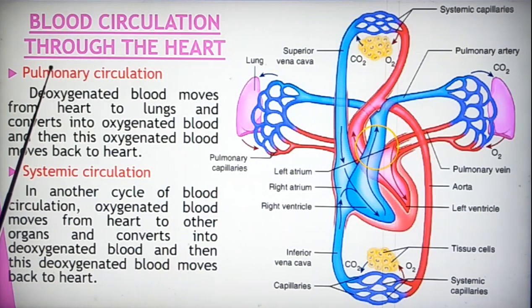So, pulmonary circulation and systemic circulation. Pulmonary means what? Deoxygenated blood moves from the heart to the lungs and is converted into oxygenated blood, and then this oxygenated blood moves back to the heart. Systemic circulation, in another cycle of blood circulation, oxygenated blood moves from the heart to other organs and converts into deoxygenated blood, and then this deoxygenated blood moves back to the heart.